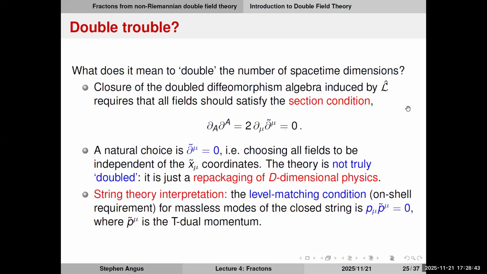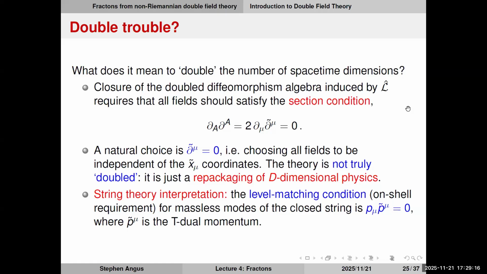And we ensure that by imposing something called the section condition. So the theory is consistent if partial A is 0, which means that partial tilde mu is 0 on any fields. And we can simply satisfy this condition by saying that partial tilde mu is 0 on anything, so all fields are independent of the x tilde coordinates. So this is not a true doubling, it's just repackaging whatever d-dimensional physics.